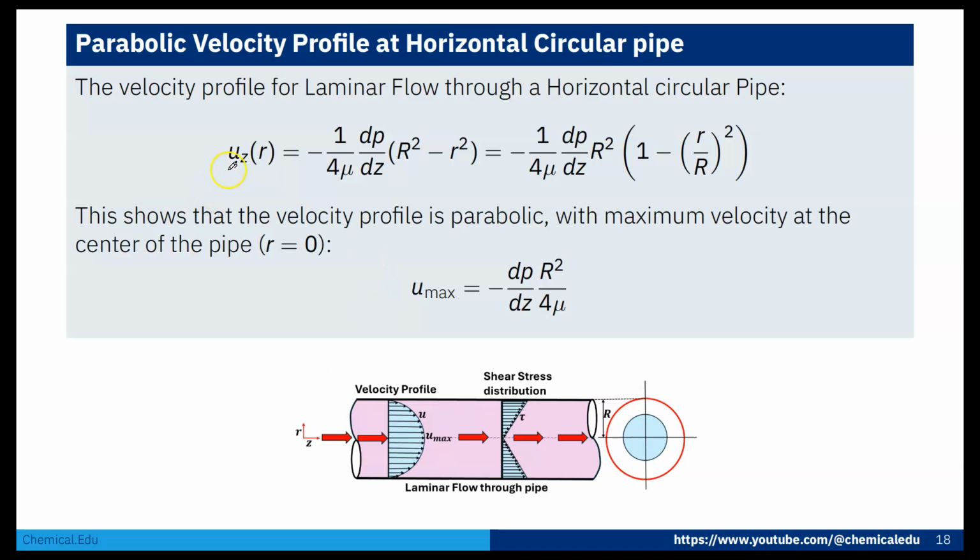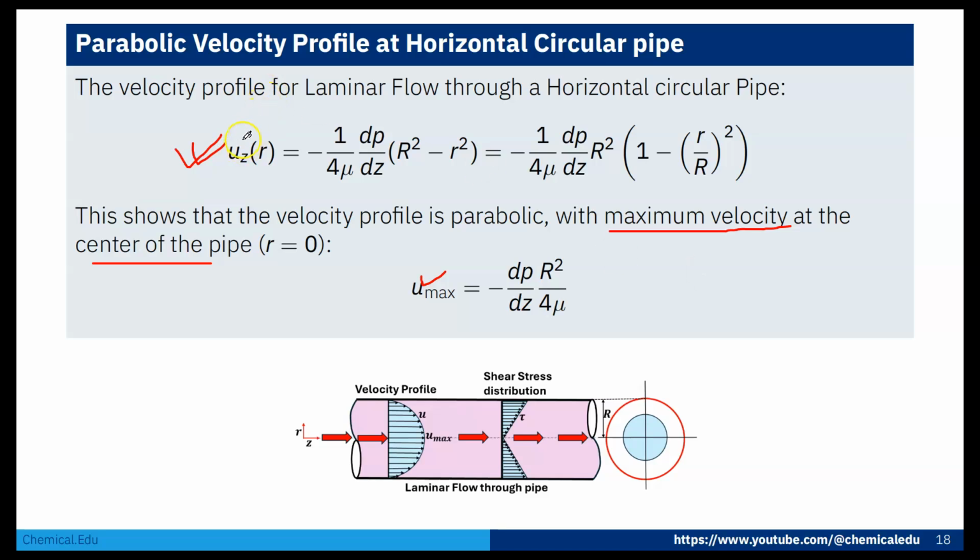So the velocity profile u_z(r), meaning velocity in the z direction, is a function of r, meaning u_z depends on the radius of the pipe. That is equal to minus 1 by 4 mu dp/dz (R square minus r square). If I reorganize, that will be minus 1 by 4 mu dp/dz R square common, then 1 minus (r by capital R) whole square. This velocity profile I got from the previous video. We also got the maximum velocity at the center of the pipe. If you plug r equal to 0, you get u max at the center, which is minus dp/dz R square by 4 mu.